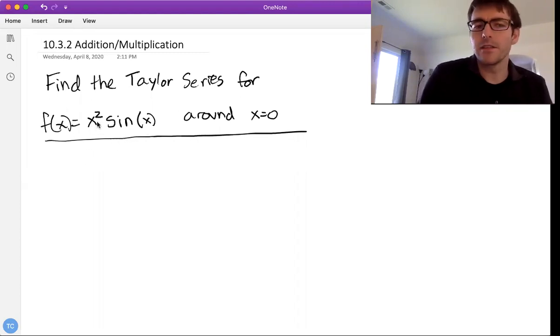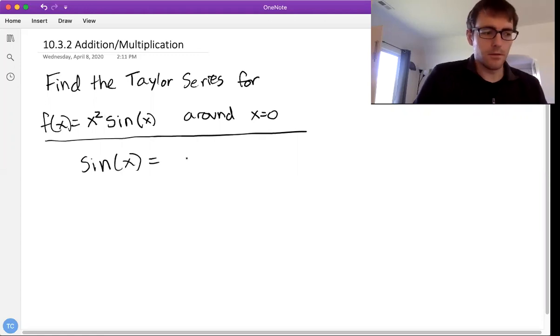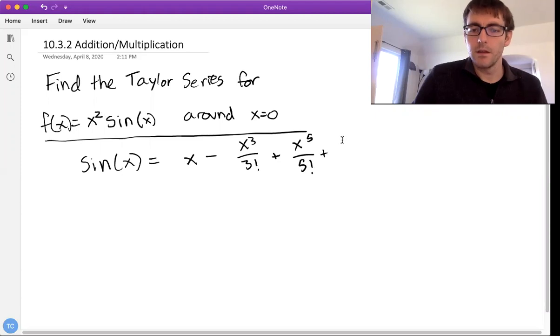Our goal is to find the Taylor series for x squared sine of x, centered around x equals 0. We might remember that we've done sine of x before. Sine of x is x minus x cubed over 3 factorial plus x to the 5th over 5 factorial, etc., minus x to the 7th over 7 factorial.